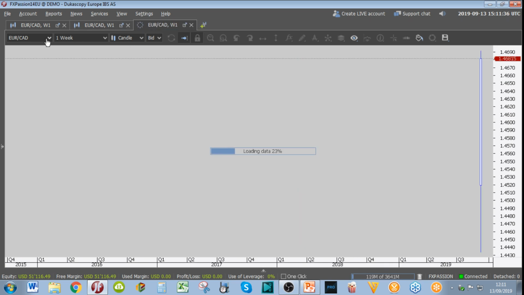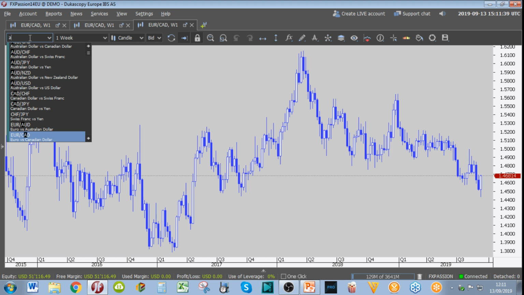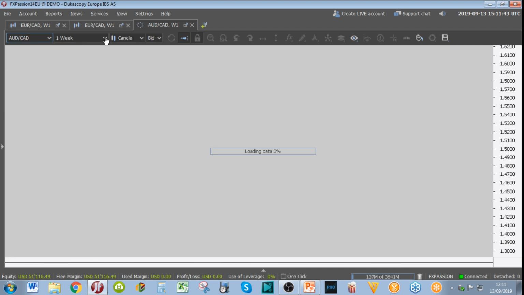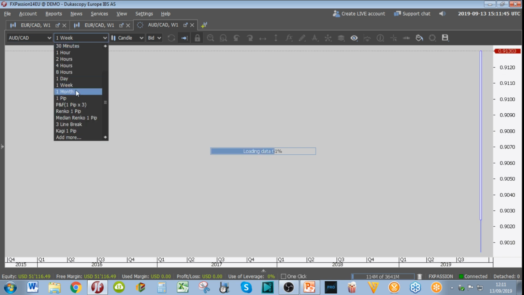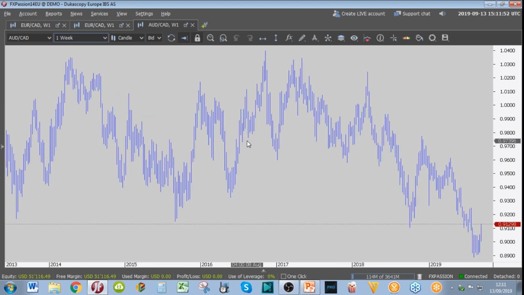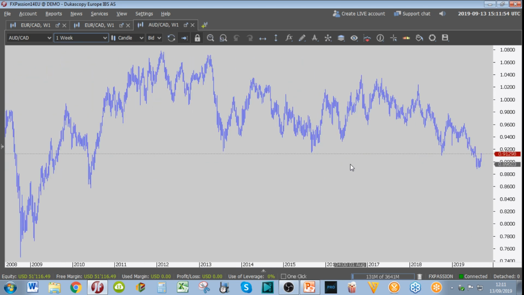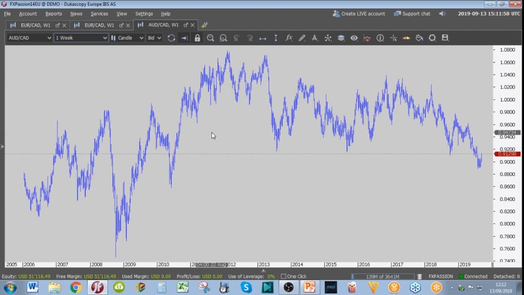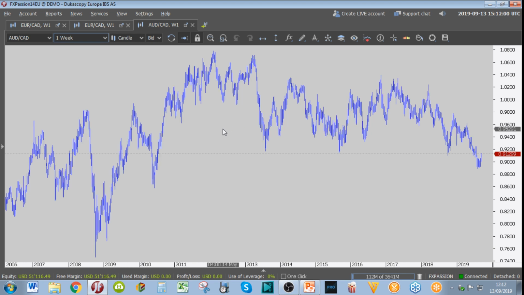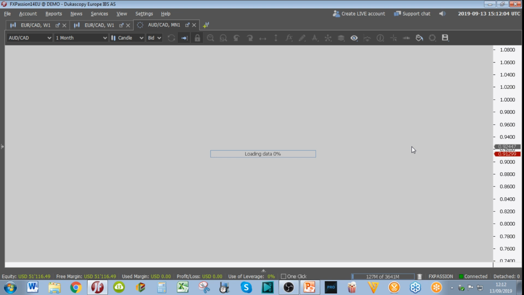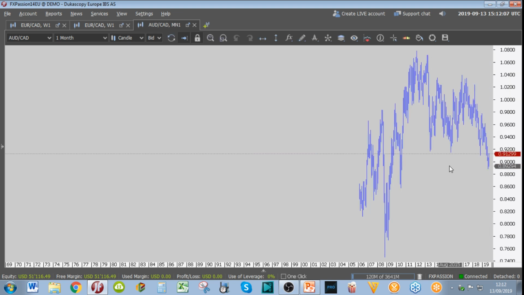Okay, I'm going to open the AUD CAD chart on the monthly or the weekly, doesn't matter. Let's open AUD CAD on the weekly chart, right? Let's see. AUD CAD weekly chart. Let's go on the monthly first. There is no right or wrong, everyone.